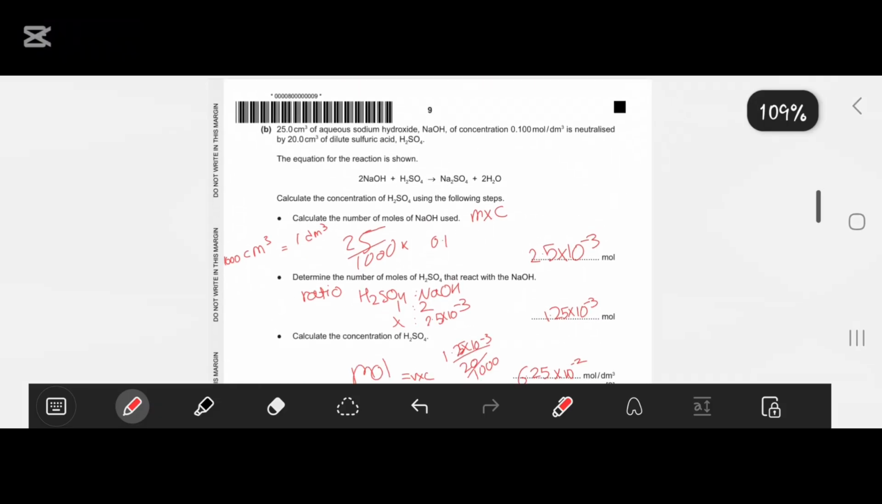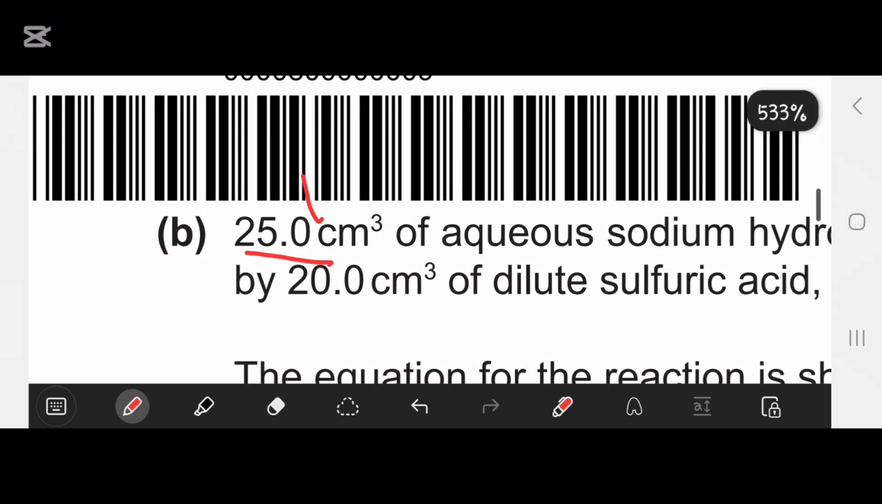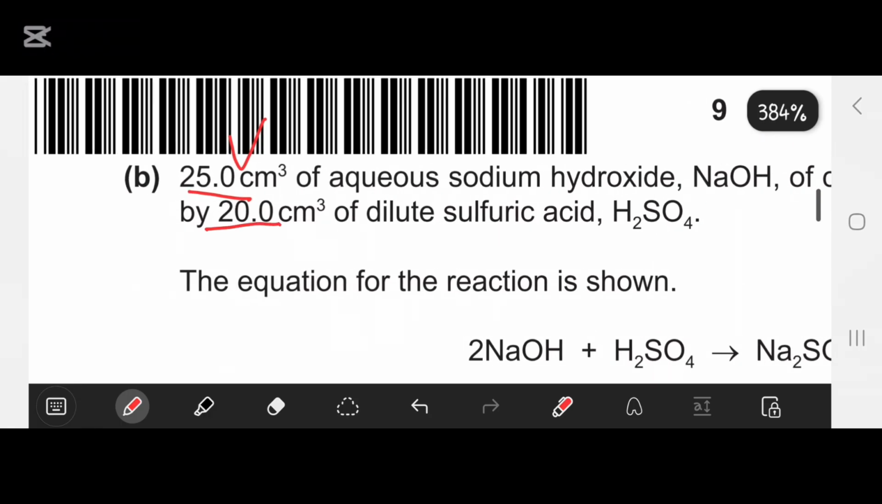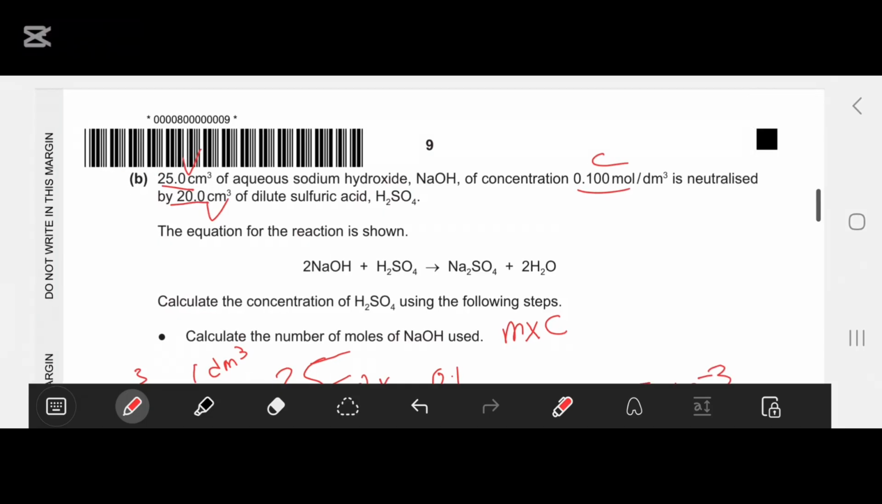Let's continue working. Here we have a question about titration. We have the volume of sodium hydroxide, the concentration, and also a volume of dilute sulfuric acid. We have the reaction equation. Calculate the concentration of sulfuric acid.